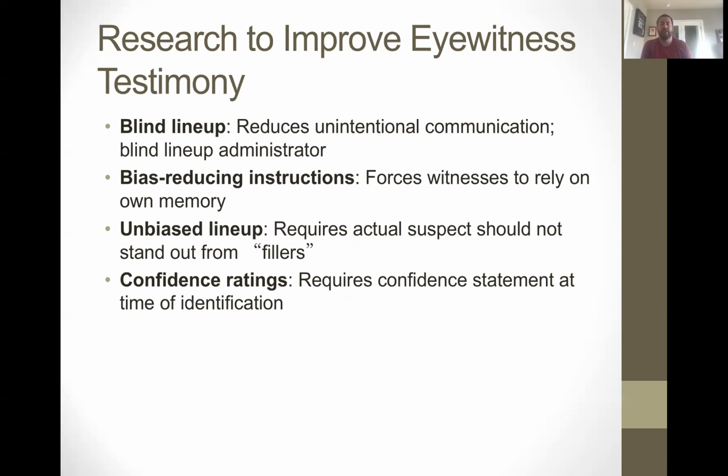Unbiased lineup requires actual suspects should not stand out from the fillers. So if you're giving them a book or doing a live lineup or whatever it happens to be, the people that are in there should actually resemble the characteristics that the witness has already told you. So if they say it's a white male who has dark hair and a beard, you don't have a bunch of individuals that do not fit that characteristic, and then one person, the prime suspect, that does. Ideally, you have a whole book of people that do fit that characteristic.